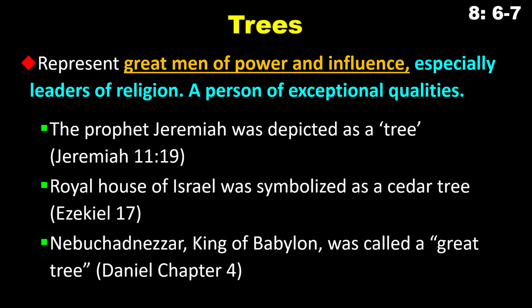First, we need to define the terms tree and grass when found in prophecies. Trees represent great men of power and influence, especially leaders of religion. Often they can symbolize kings and rulers. A tree is a person of exceptional qualities. Some examples: the prophet Jeremiah was depicted as a tree. That's in Jeremiah chapter 11, verse 19. The royal house of Israel was symbolized as a cedar tree. That's in Ezekiel chapter 17. And Nebuchadnezzar, king of Babylon, was called a great tree. That's in the book of Daniel chapter 4.